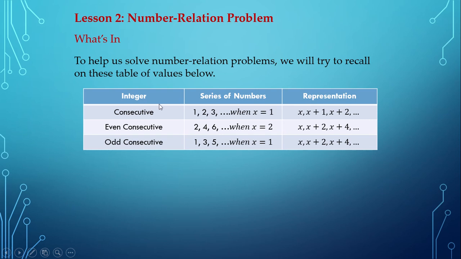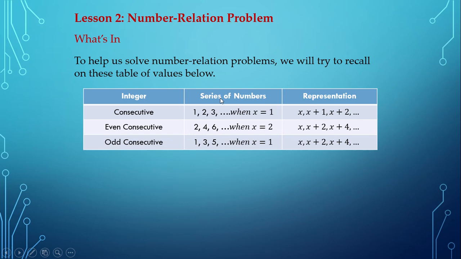This will really help us in translating the word problems involving number relation. Okay, on the first column on the left, integer. So integer, whole numbers, no? So the integer or the whole numbers could be represented as consecutive integers, consecutive meaning in sequence. Then even consecutive integers, what is even consecutive? Numbers in sequence with no skip. Then the third set are the odd consecutive, numbers in sequence but with a skip.